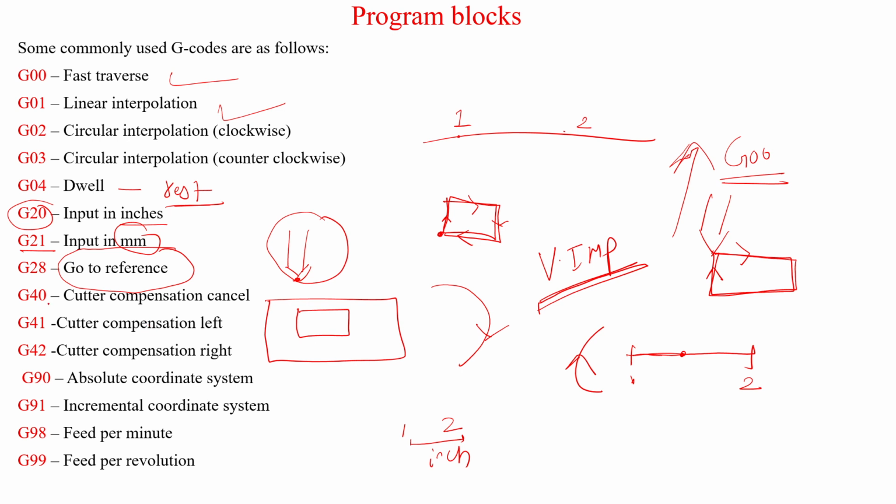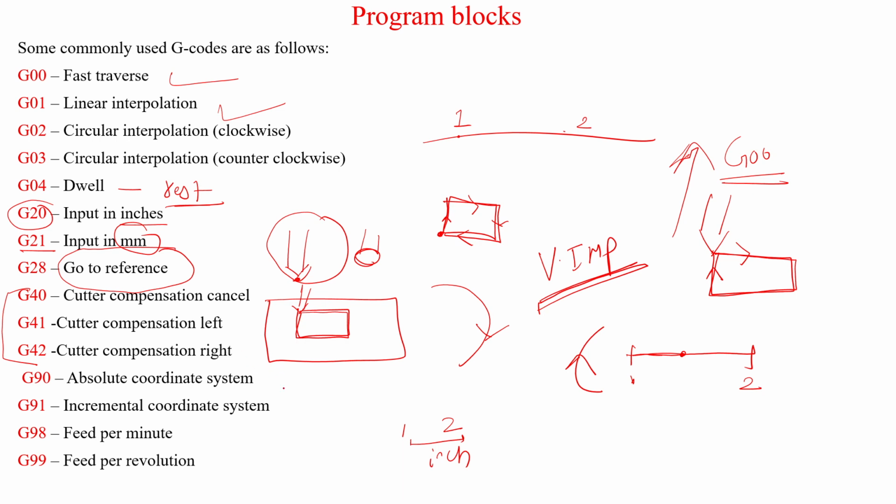Okay. Now G40, G41, G42, these are the cutter compensation. For example, this is the machine, this is the tool, and you want to cut this. The tool also has some radius, right? While cutting, it is possible that the tool radius also comes in contact or is included in the cut part. So that radius effect we need to discard, and because of that we use cutter compensation. When you want it on the left, you use left. When you want it on the right, you use right. And when you want to cancel it, just use cancel.